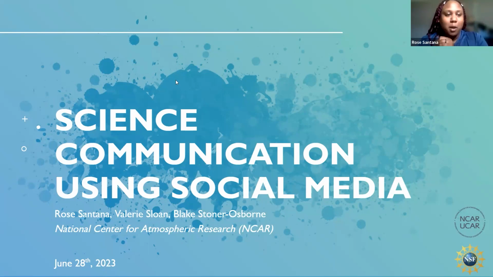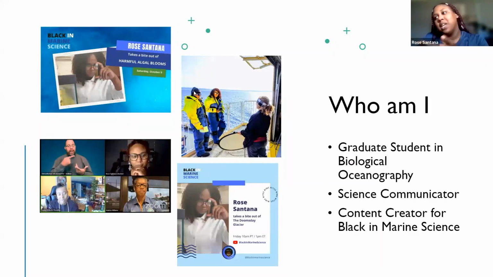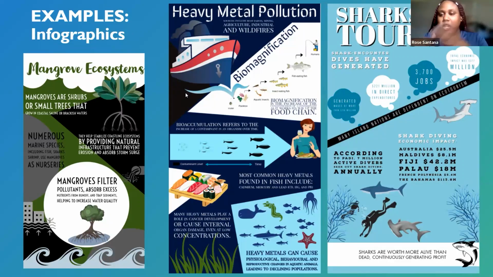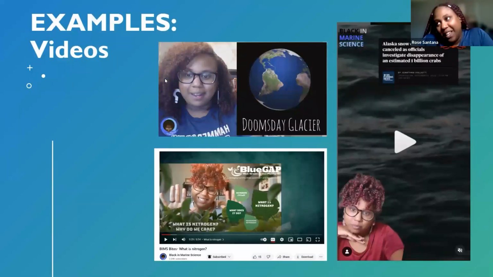So like I said, today we're going to be talking about using social media for science communication. I'm a science communicator and a content creator. I want to start with how I started doing science communication. I started doing infographics. I liked the idea of being able to share bite-sized pieces of science and information in a very shareable way. I'm from the Dominican Republic, and for us a lot of communication happens through apps like WhatsApp. So I thought it'd be really cool to create things that are educational and can be shared very easily. Another thing I do a lot of is videos.